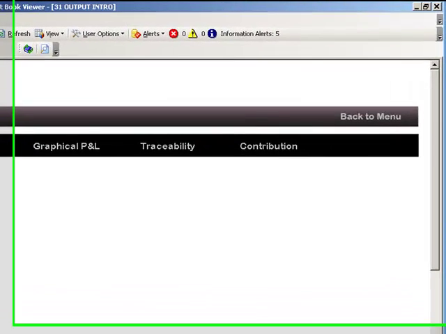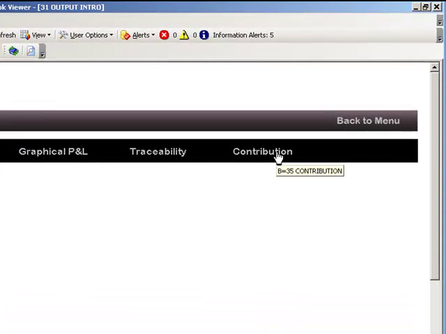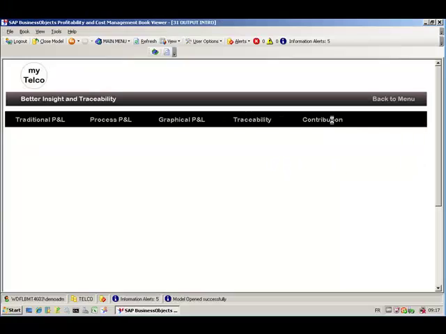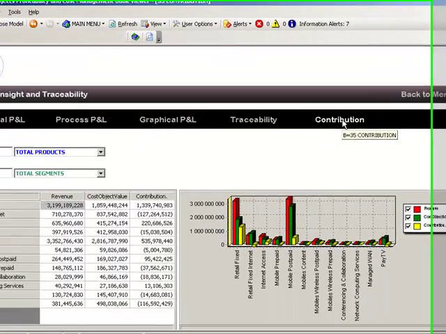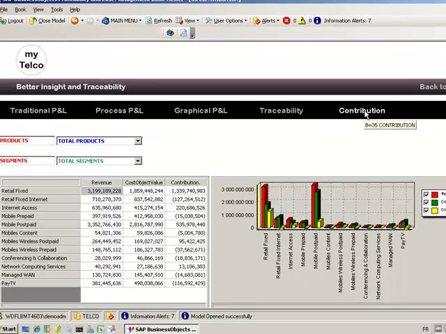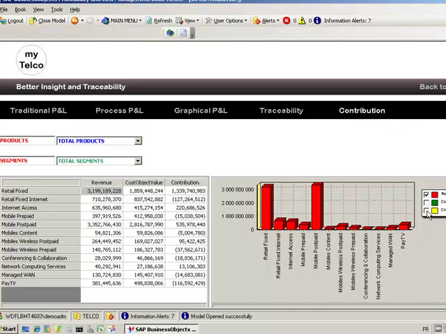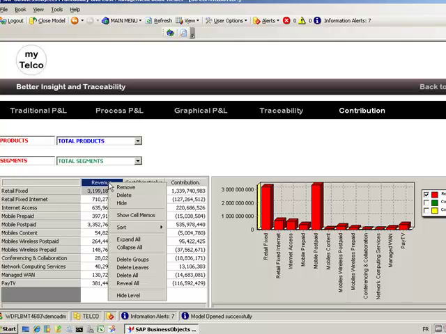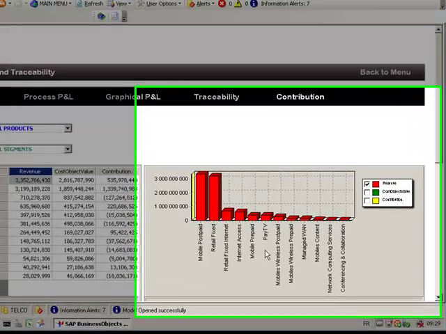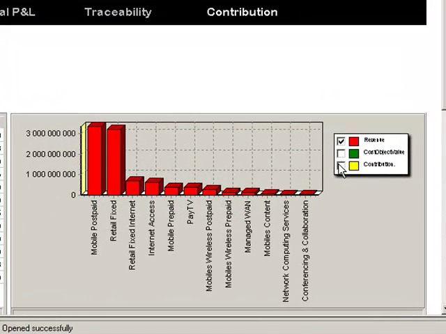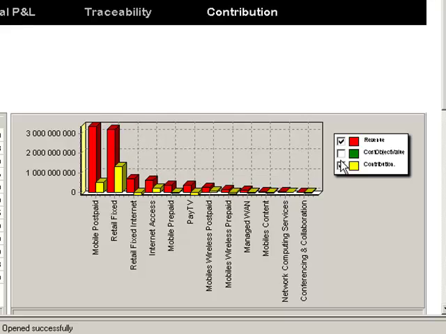So I will open a contribution report to see what are the most contributing products in terms of revenue and in terms of profitability. So first, if I look at the revenues and rank the products with the highest first, the product that generates the highest revenue is mobile postpaid. But how does it contribute to my bottom line?